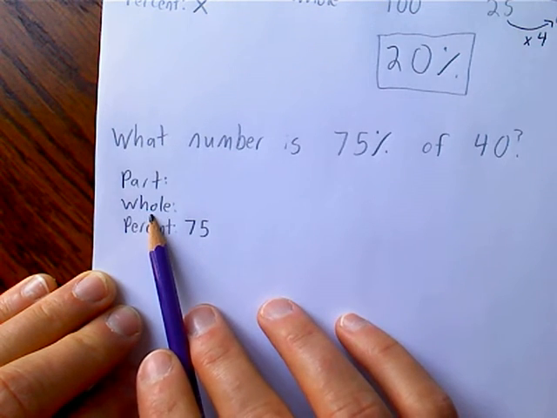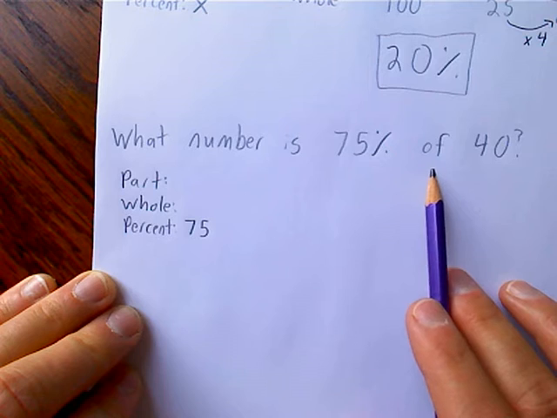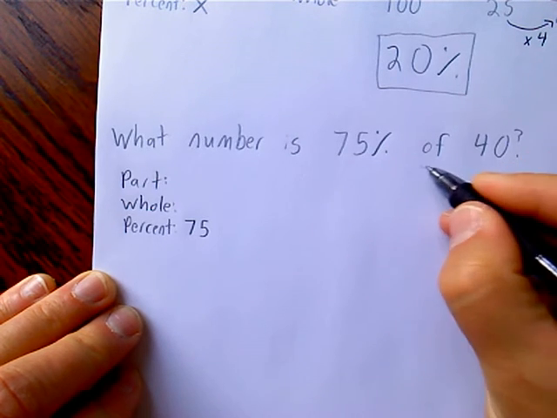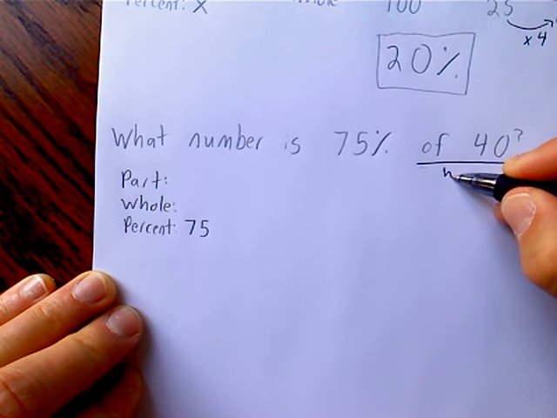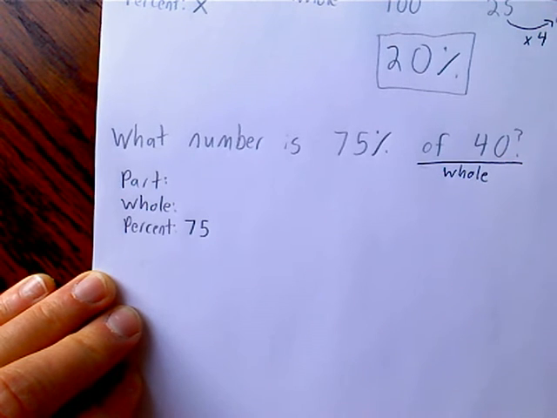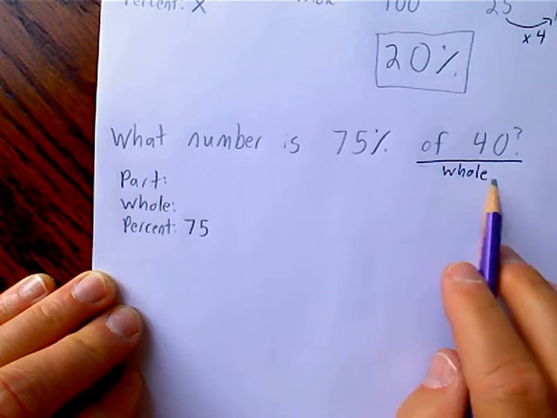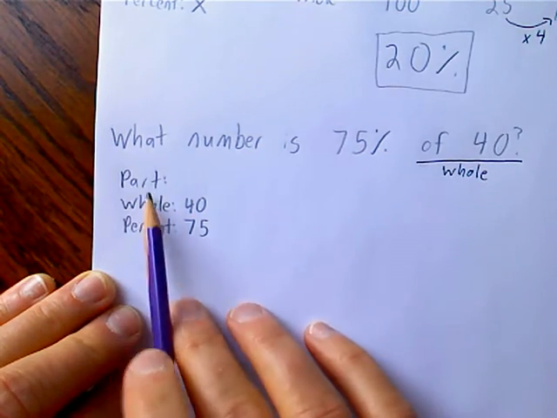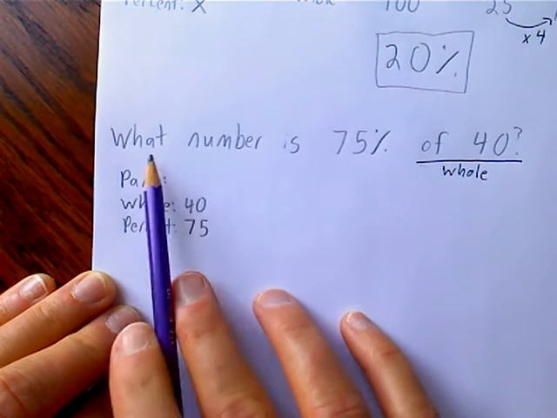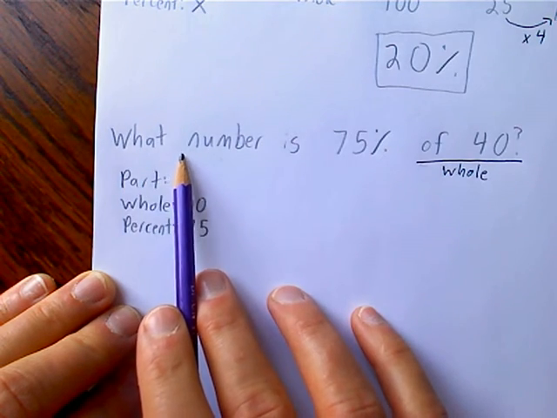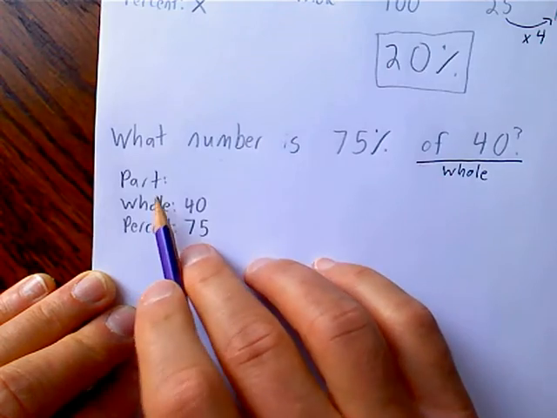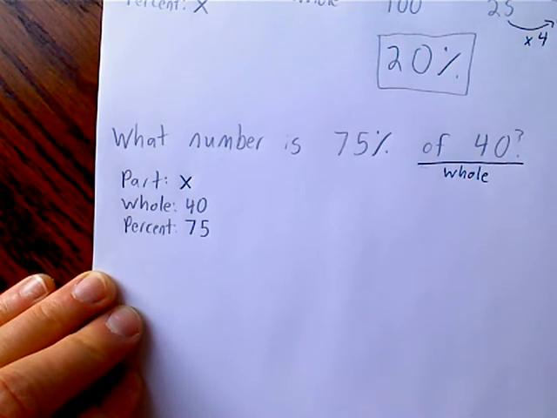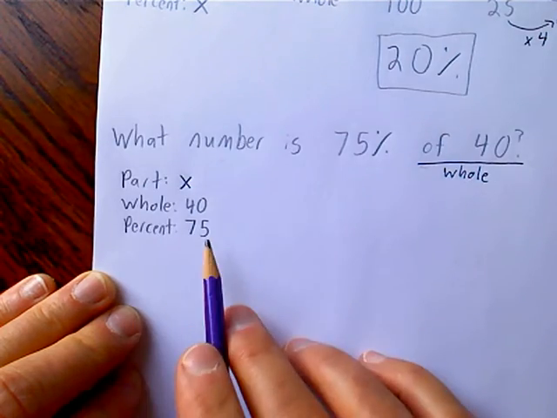Do we have a whole? Well, in our last problem, remember we're looking for that key indicator of. Whatever comes after of is going to tell us our whole, because that's telling us what the total amount is. So our whole in this problem is 40. And that leaves us with part. What number? Well, what number? That's what the part is, and we don't know that yet. So we're going to leave that part as x. We filled out our three components.